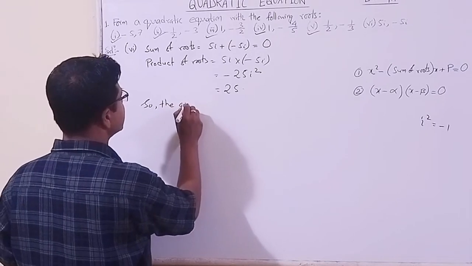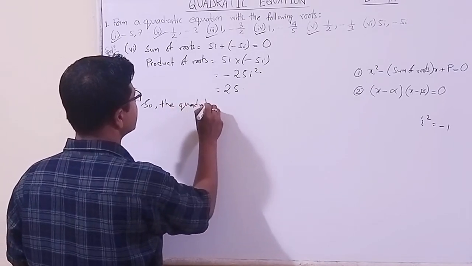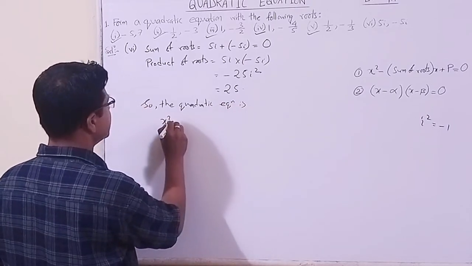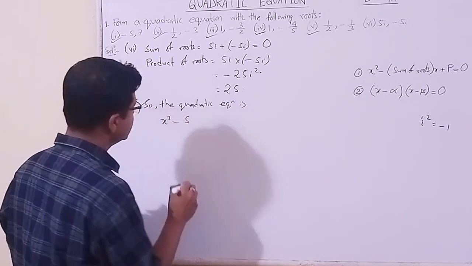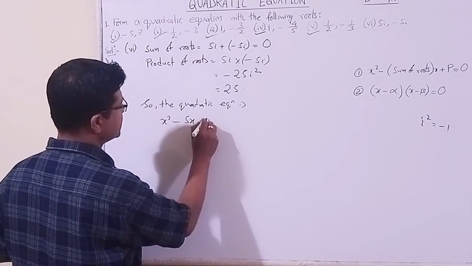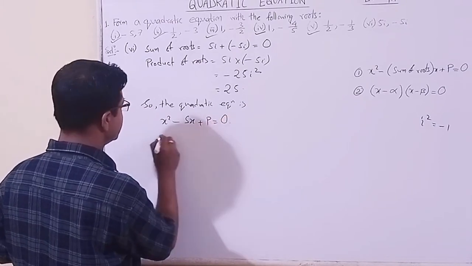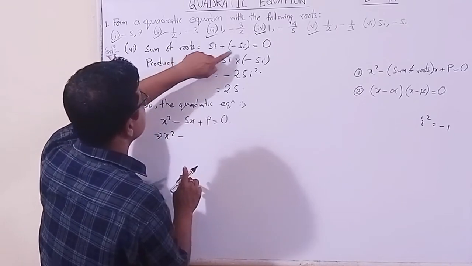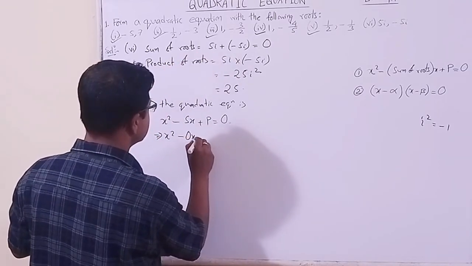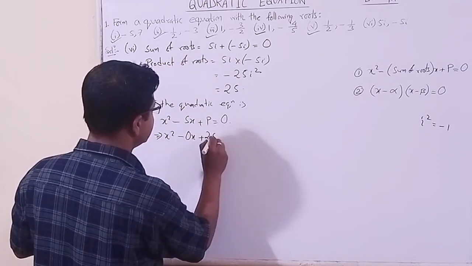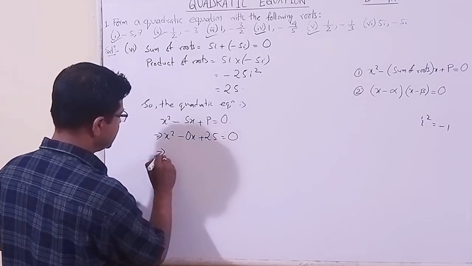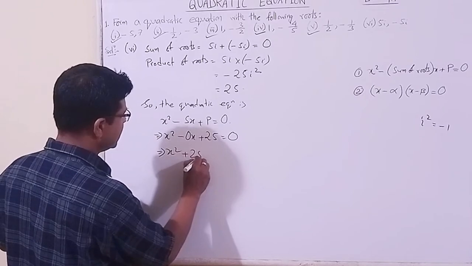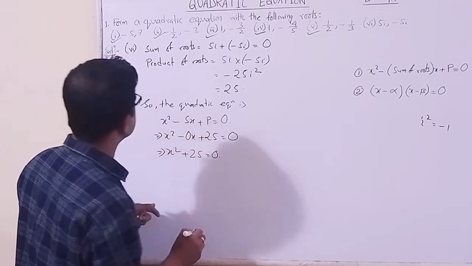So the quadratic equation is x square minus sum of roots into x plus product of roots equal to 0. X square minus sum is how much? Sum is 0. 0 into x plus product is 25 equal to 0. So you can write this line directly. So thus we have completed question number 1.